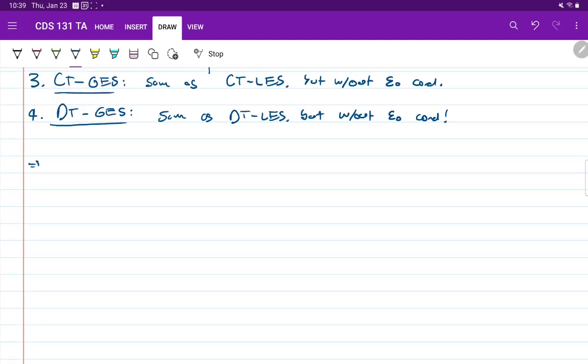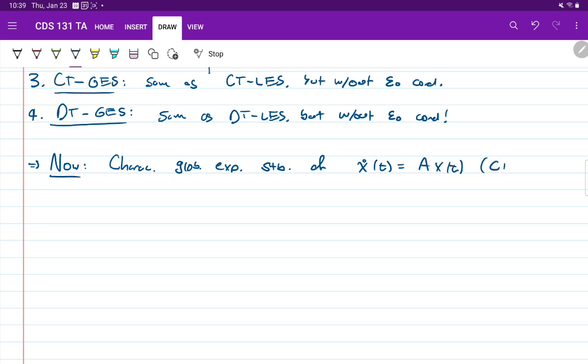So what we want to do now is characterize the global exponential stability of x dot of t equals A times x of t. Oh my gosh, I keep saying local. So this is the continuous time LTI case.